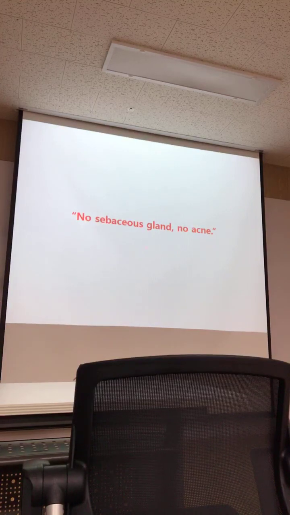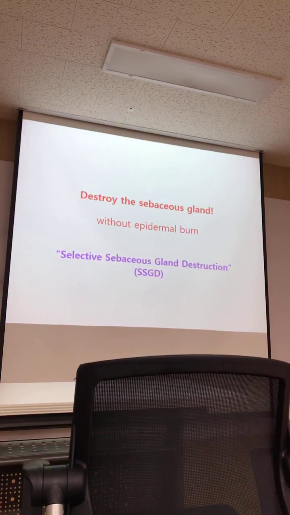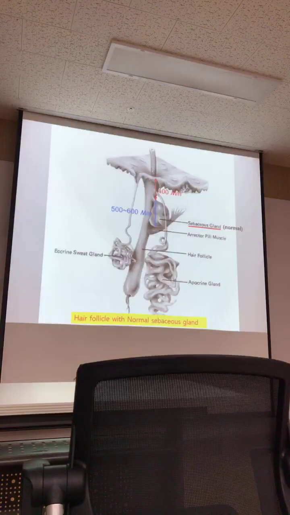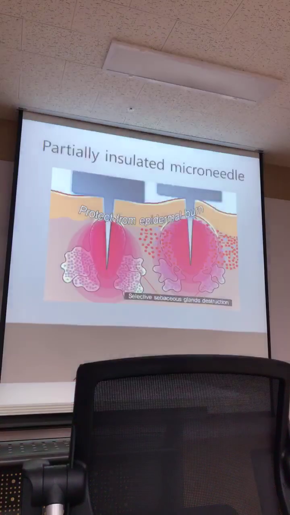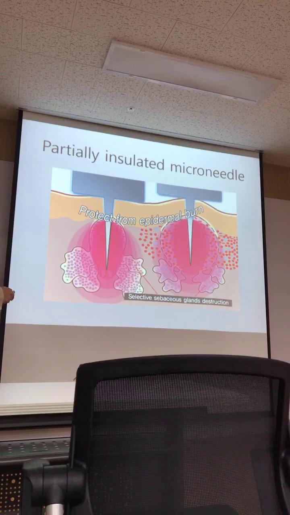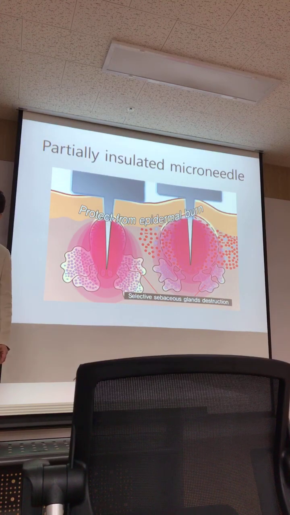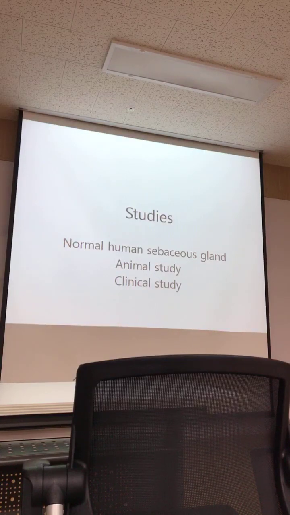So the only way to prevent recurrence is to destroy the sebaceous gland, because no sebaceous gland, no more acne. But destroying the sebaceous gland without skin surface, epidermal burn, has been very difficult because of this narrow area. We should protect this narrow area by micro-insulation. Like this, the insulation protects this narrow area, and the non-insulated part destroys the sebaceous gland.